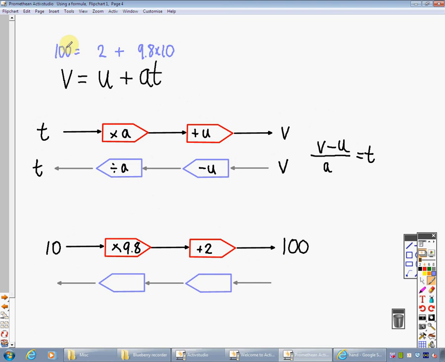So we can now undo that to show that worked. 100, take away the 2, divide by 9.8 should give us, over here, our initial time of 10. 100, take away 2, I often write just here, 98. 98 divided by 9.8 is 10. So I've shown that it works.